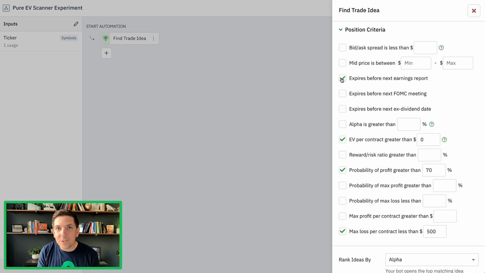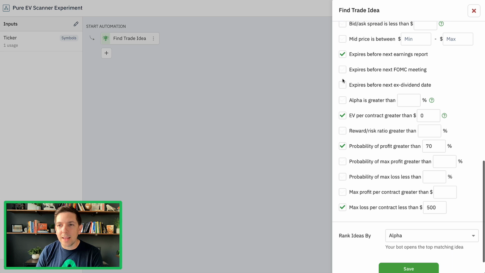But just in case you do have some regular stock symbols that you want to trade this on or you want to experiment on, I would, for this experiment for EV, make sure that it expires before the next earnings event, because that is such a volatile, random event that could, you know, sway some of the calculations and stuff like that. So make sure you take that out.